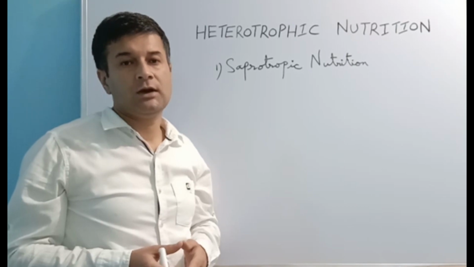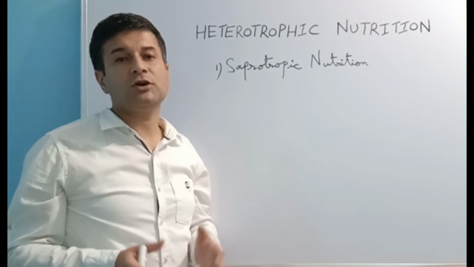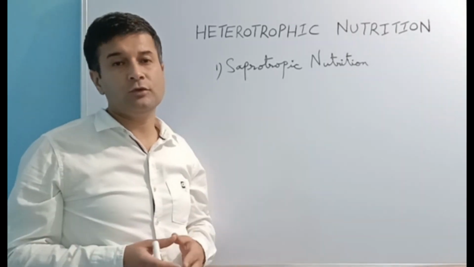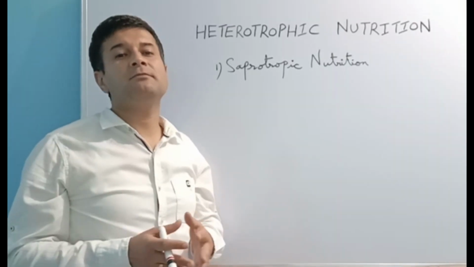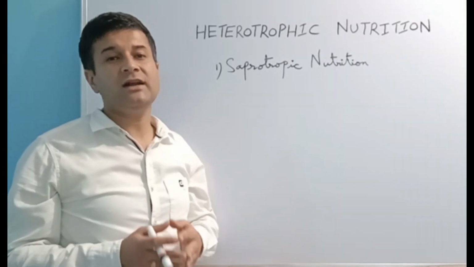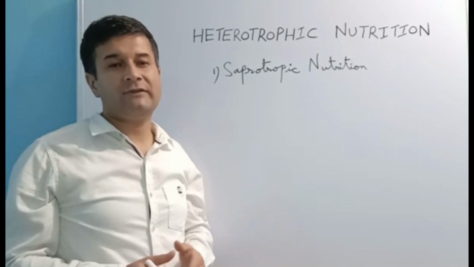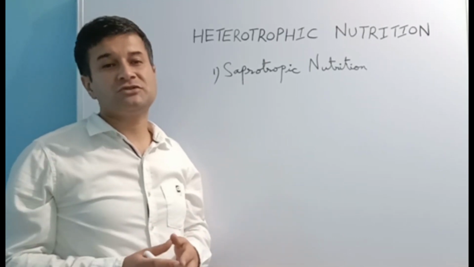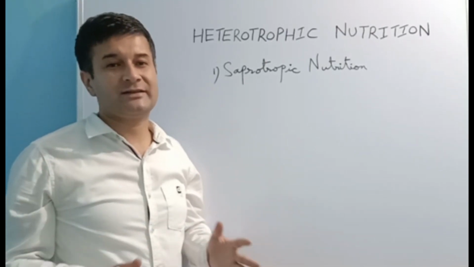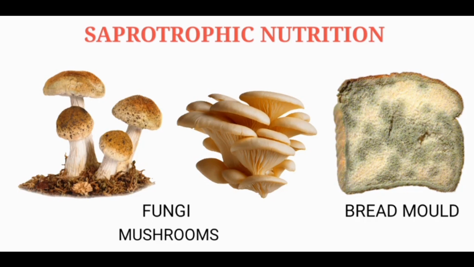Saprotrophic nutrition. In saprotrophic nutrition, the organisms obtain their food from decaying organic matter of dead plants and animals. The organisms having a saprotrophic mode of nutrition are known as saprophytes. Some examples of saprophytes are fungi like mushroom, bread mold and some bacteria.